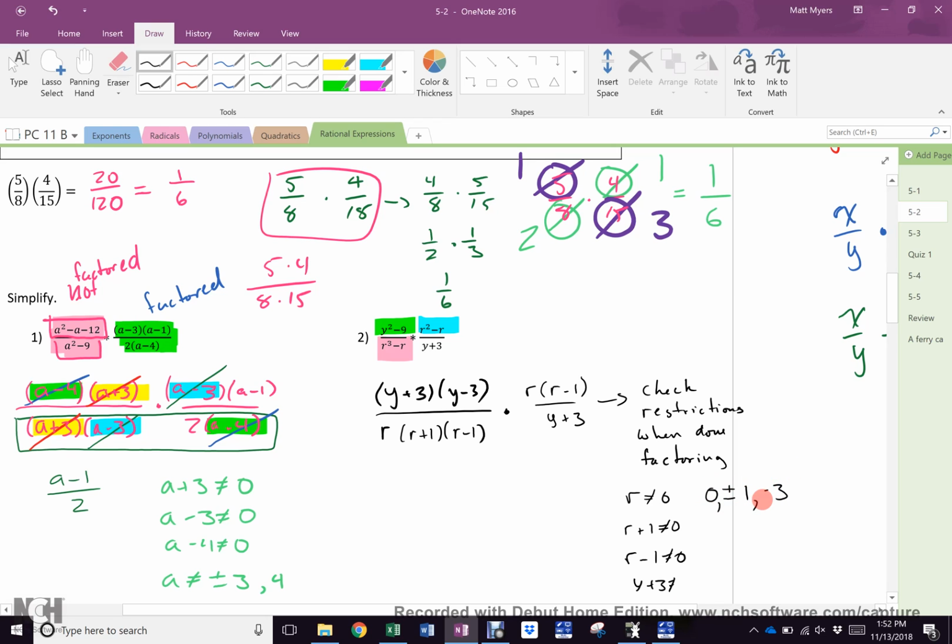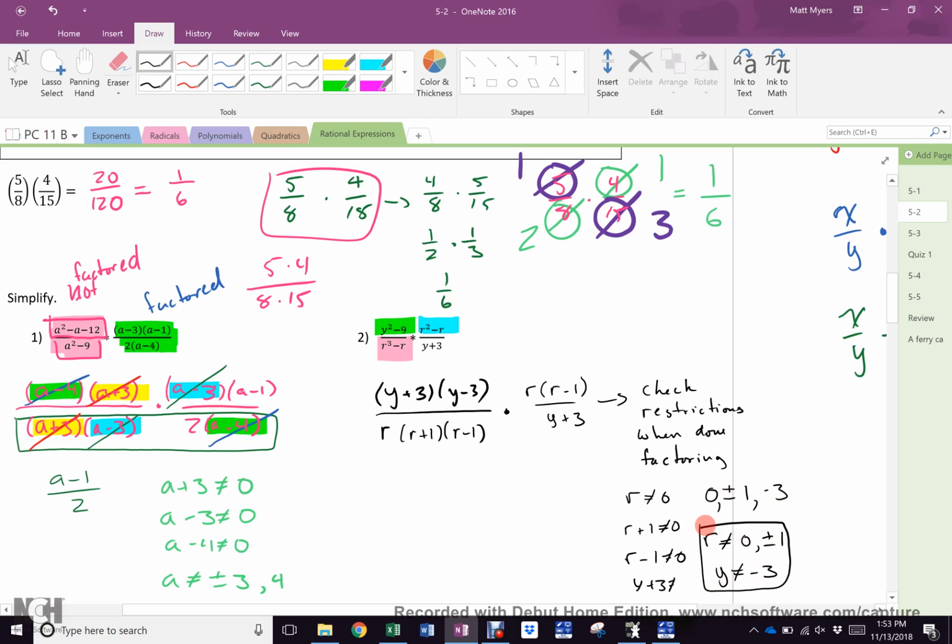Now let me ask you this. Can r be -3? Yes or no? Yes. Can y be +1? Yes. So is this technically right? It's all the restrictions, but is it right? No. Does that get you full marks? No. R can't be 0 or plus or minus 1, and y can't be -3. That's the best answer. Everybody good?